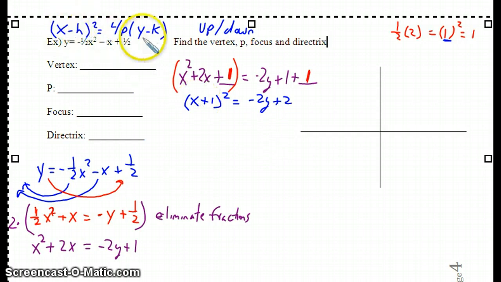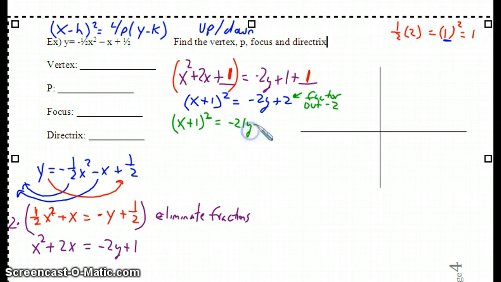Okay, so again, I'm trying to keep this form in mind. Remember that I really want this to just have the y by itself, so I need to factor out a negative 2. So if I factor out negative 2, it's now going to look like this. This left side doesn't change. And now I have it in the right form where I can actually work with it.